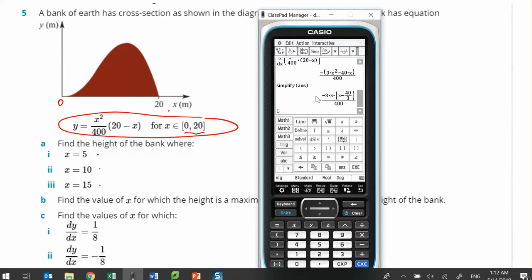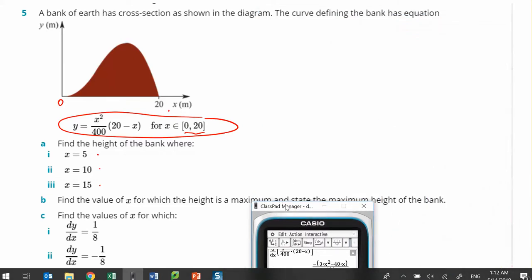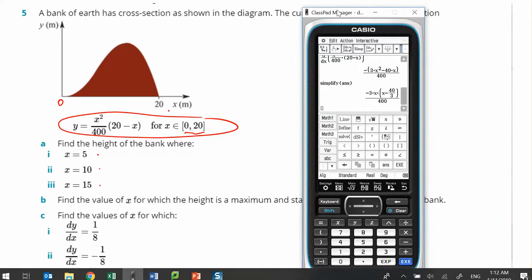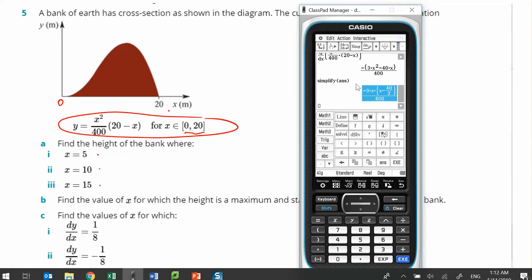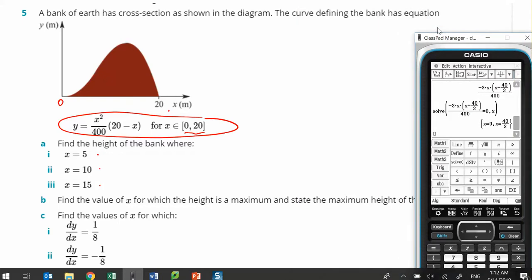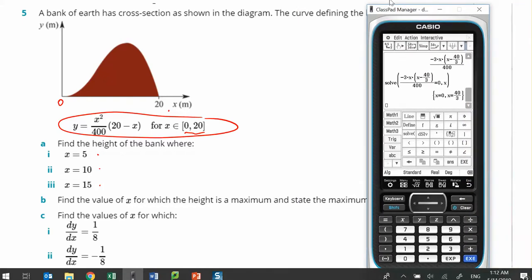Now we want to find the value for which the height is maximum. So I found dy/dx, and I need to let that equal 0. I'm going to solve it, interactive and solve for x. I've got two possible values. Which is the maximum height?